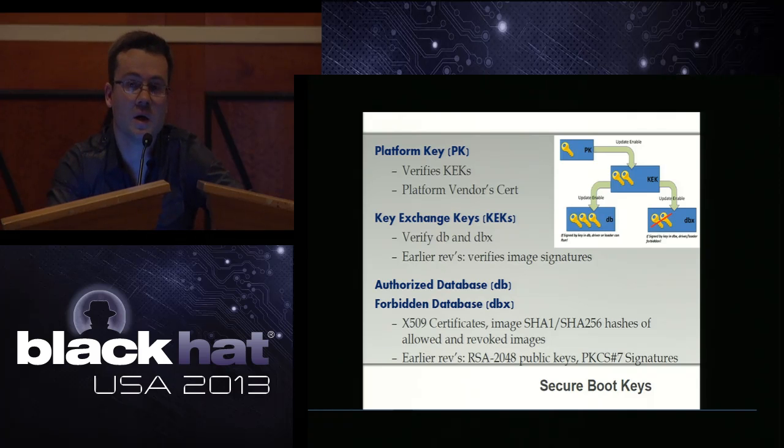And those databases, DB is an allowed database. It contains X509 certificates, or SHA-1, SHA-256 hashes of the images that are allowed to boot. DBX is a forbidden database. It contains the same information for the images that are prohibited to boot, that are not allowed to boot. In the earlier versions, DBX contained some other information like directly RSA public keys or the PKCS7 signatures, but not anymore in the newer versions of the UEFI code.